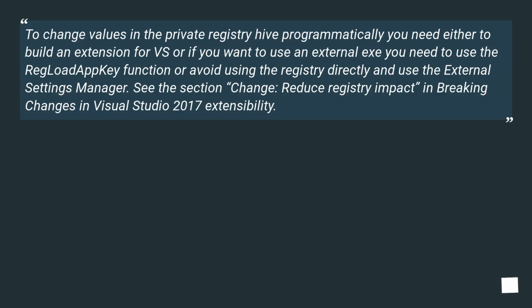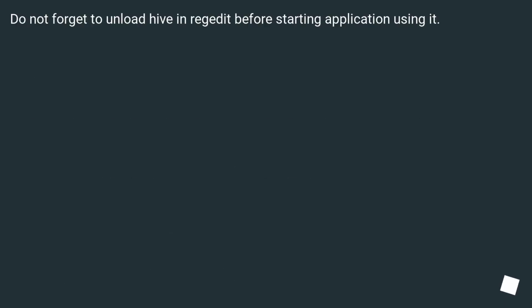To change values in the private registry hive programmatically, you need either to build an extension for VS, or if you want to use an external EXE, you need to use the RegLoadAppKey function, or avoid using the registry directly and use the external settings manager. See the section Change: Reduce Registry Impact and Breaking Changes in Visual Studio 2017 Extensibility. Do not forget to unload the hive and RegLoadAppKey before starting the application using it.